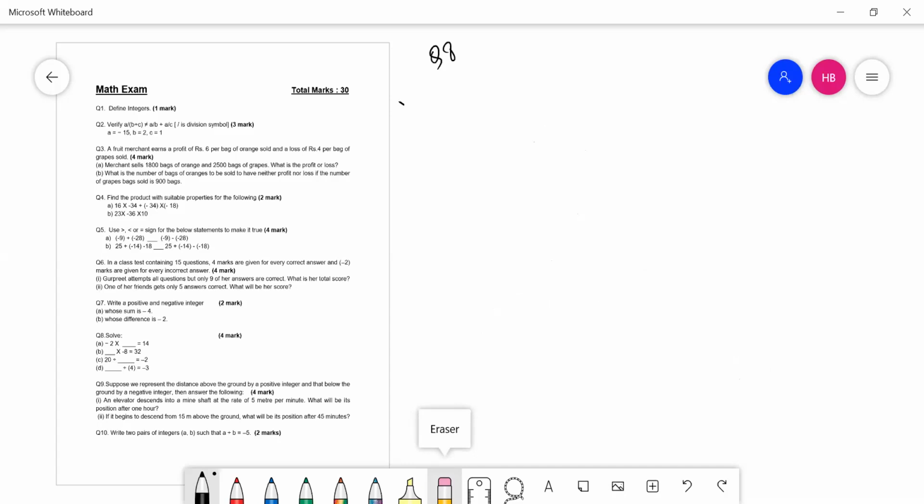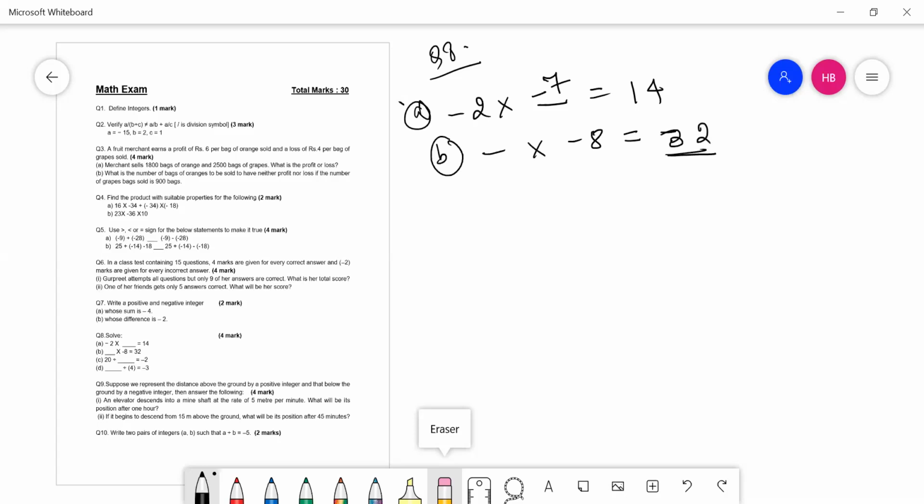Question number 8. -2 into what should I multiply so that I get +14? The answer is -7. Why minus? Because minus into minus will give me plus in the answer, and 7 twos are 14. Now let's see the B part. B part is, blank into -8 is equal to 32. If I want 32 as an answer, what should I multiply with -8? 8 fours are 32, I know, so my answer will be -4. Why -4? Because minus into minus will give me plus, and 8 fours will give me 32. So the first answer is -7, the second answer is -4.